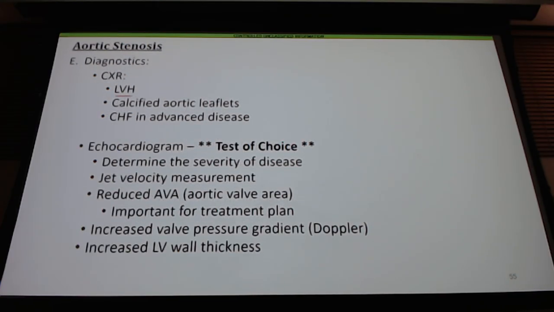Chest x-ray, you're going to see the chronic changes related to the anatomy of the heart. Echo is going to be your test of choice because you're going to be able to see that resistance to flow, but then you're going to be able to measure how much flow actually is there. You're going to be able to measure the aortic valvular area, and that's important because that will impact treatment options.